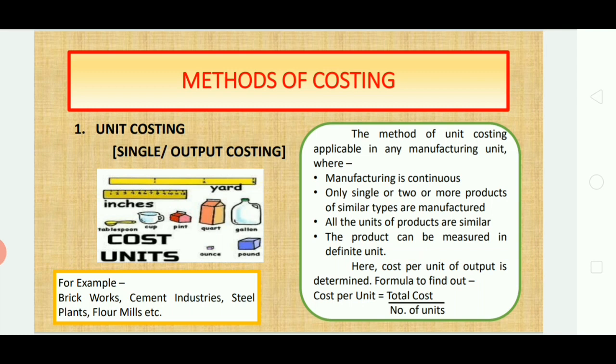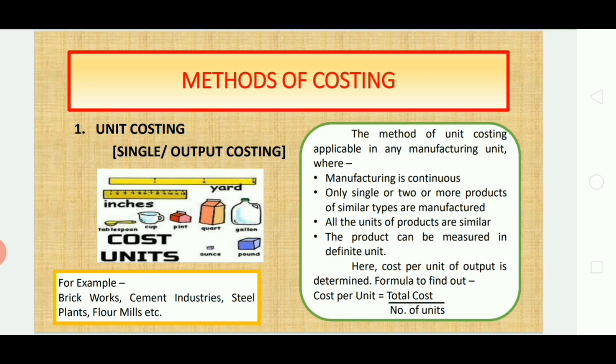Here, cost per unit of output is determined. Again, I am telling you, output means production. The formula to find out cost per unit equals total cost upon number of units. The total cost of your production is divided by the number of units manufactured.